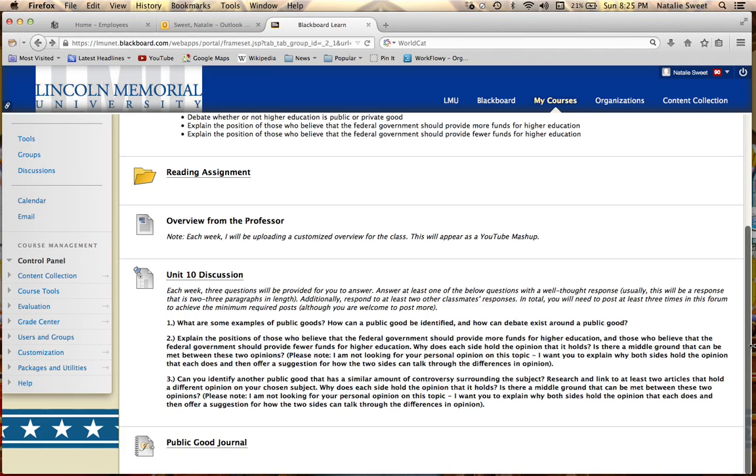It doesn't matter really so much in the discussion board if it comes across which you believe is correct, but what I really want you to help the class understand is why each side holds the opinion that it holds. You can do this by pulling quotes out of the pieces or by paraphrasing and placing it in your own words.